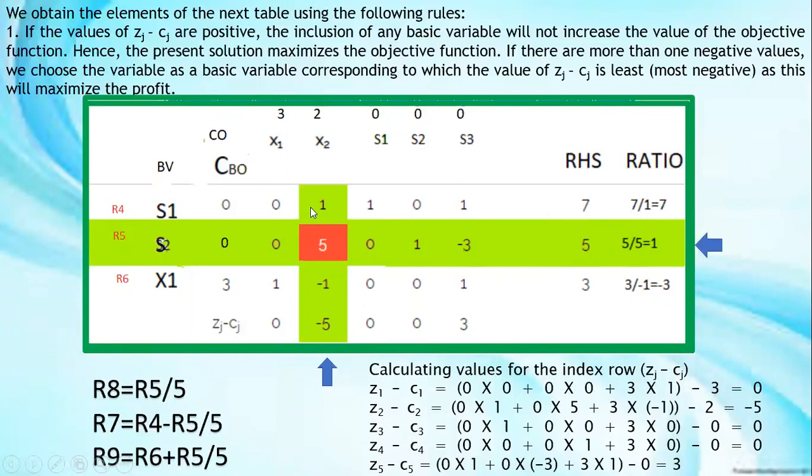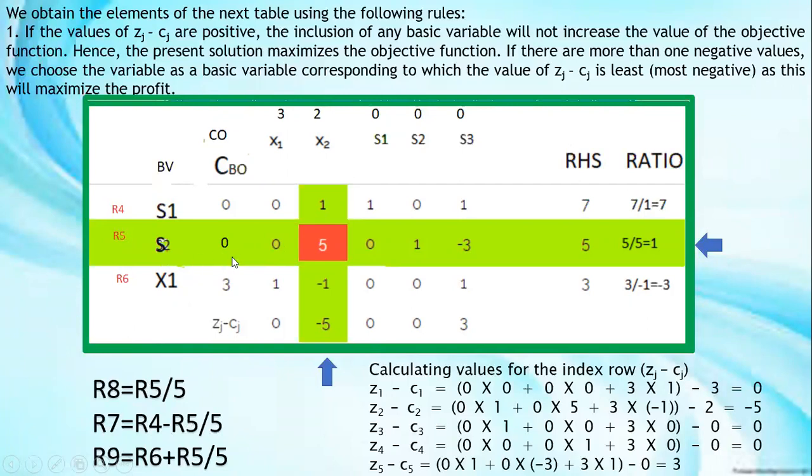Okay, so 7 divided by 1, 5 divided by 5, and 3 divided by minus 1. So least positive value is 1. So lock this row. So here s2 will be leaving, and x2 will be entering. So you have to make this key element as a unit and the remaining as 0. So next rows will be R7, R8 and R9. R8 will be R5 divided by 5.